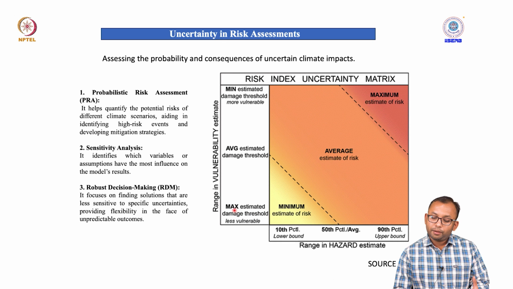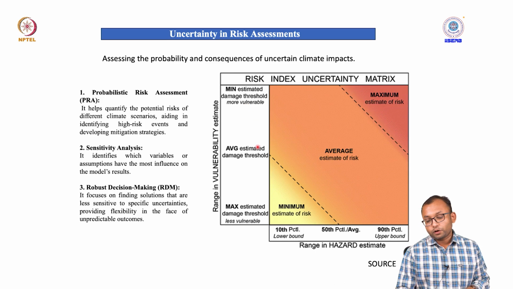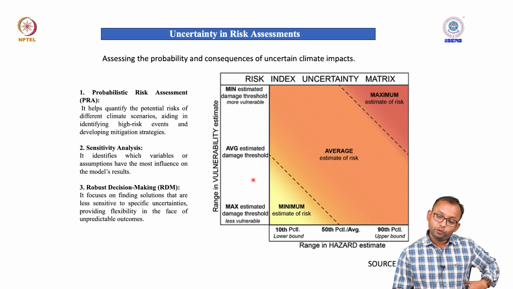For example, with the maximum estimated damage threshold the system is less vulnerable, which means the threshold is very high, it is not going to affect your system very easily, and it is considered less vulnerable compared to the other system. If the vulnerability is a little bit higher, then this is the average estimate, and a little higher still is the minimum estimated damage threshold. The damage threshold is very low, and therefore the system is more vulnerable to any particular hazard. So if you compare your uncertainty predicted value with your system response, you would be able to look at the risk associated with the different uncertainty levels.